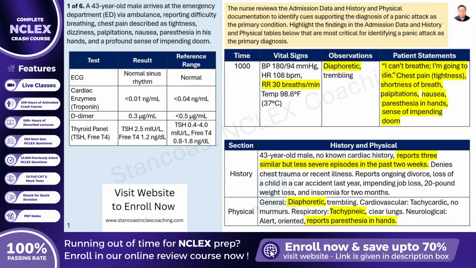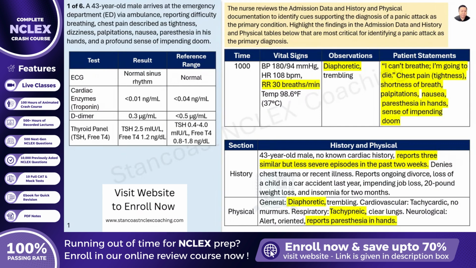If you mistakenly highlighted the blood pressure of 180/94, we know that is already elevated, right? But this one is non-specific. It's part of the fight or flight response from the sympathetic nervous system. Even though it reflects the body's reaction to the panic, it's not part of the DSM-5 diagnostic criteria for panic attacks. So you would see high blood pressure in many other conditions like MI, stroke, anxiety, even pain.